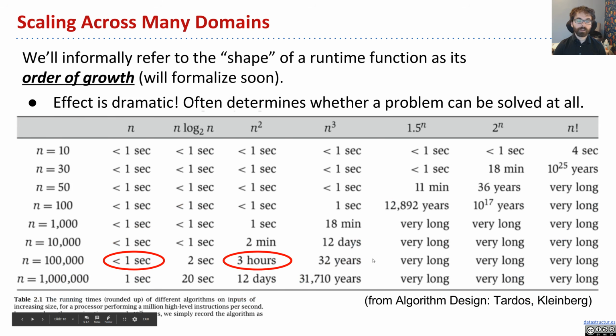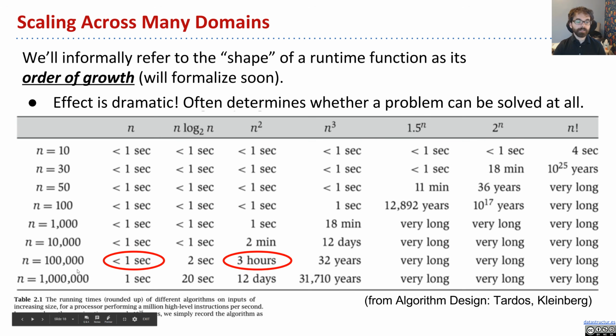To introduce a piece of terminology that we'll be using time and time again here, we're going to refer to the shape of a runtime function, or actually all functions, as its order of growth. And we'll formalize that in a bit. What I want to mention is the effect is dramatic. It often tells you whether or not you can even solve a problem. For n equals 10, it doesn't really matter if we have an algorithm that's shaped like a line, or a parabola, or a cubic, or even an exponential, or a factorial. For very small n, for a computer that's doing about 1 million operations per second, we can solve any of them. Now, when we get out to the asymptotic behavior, it really, really matters what the shape is.